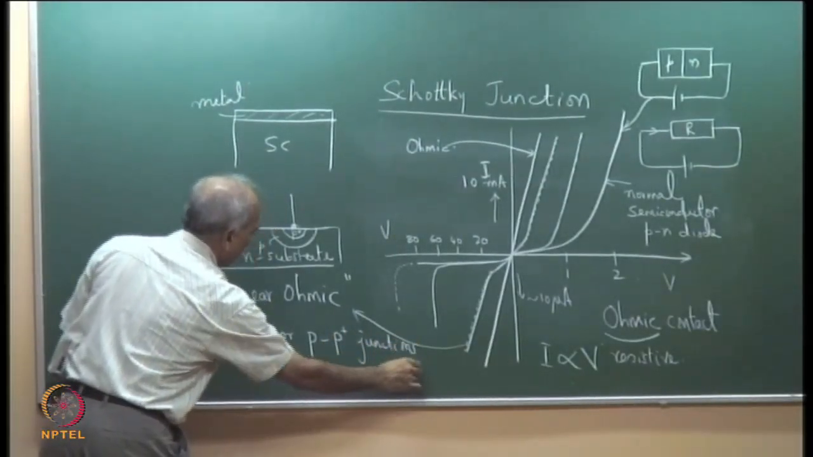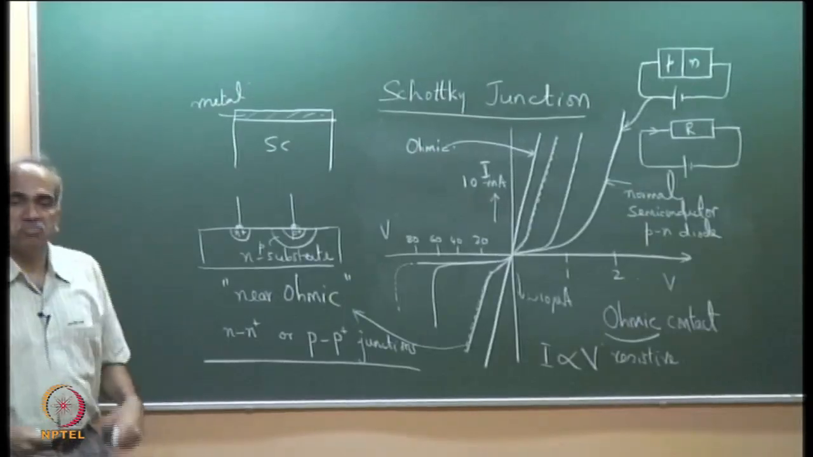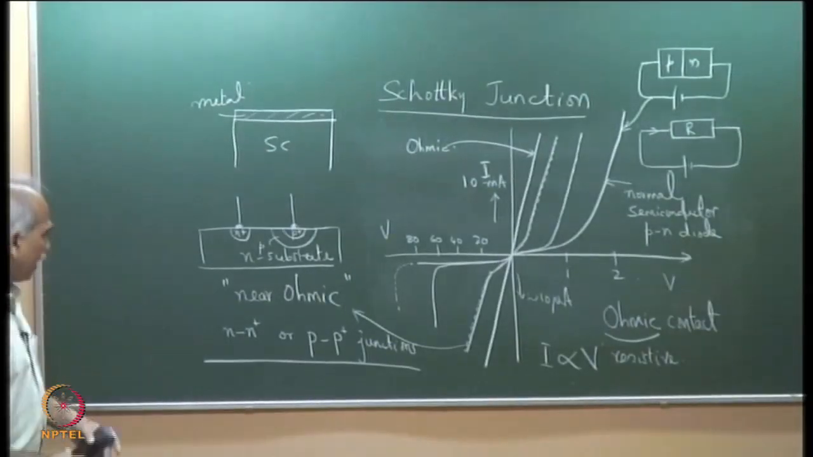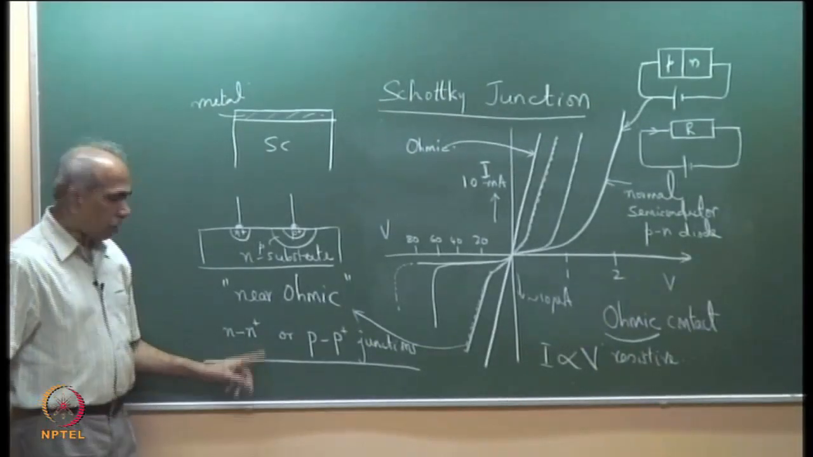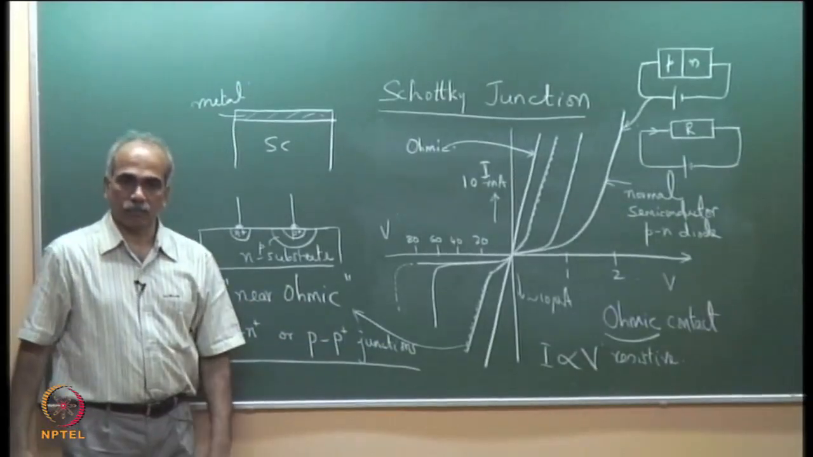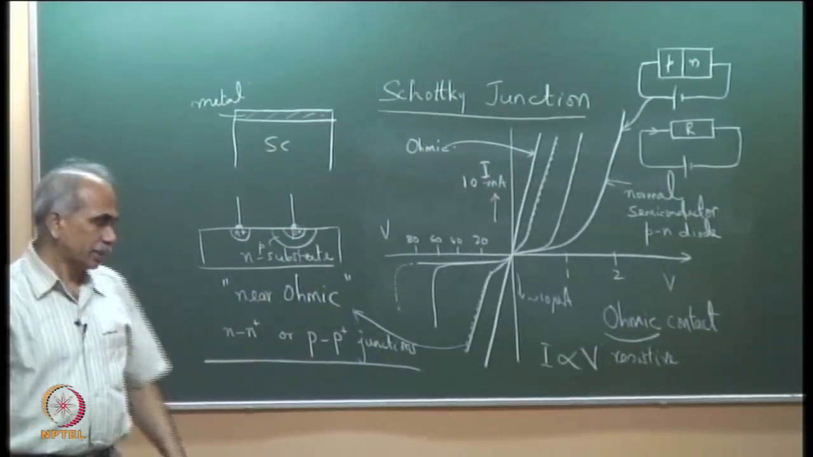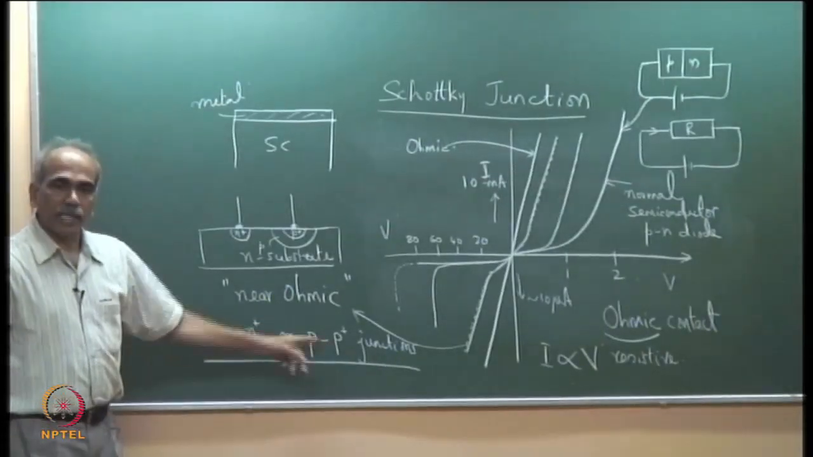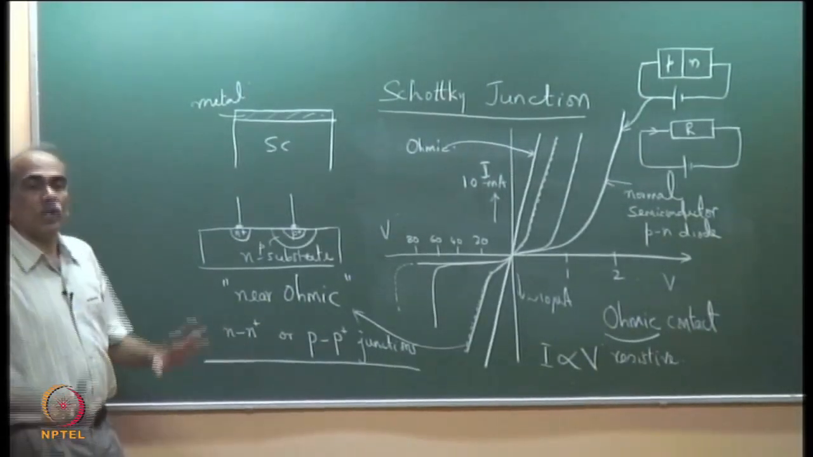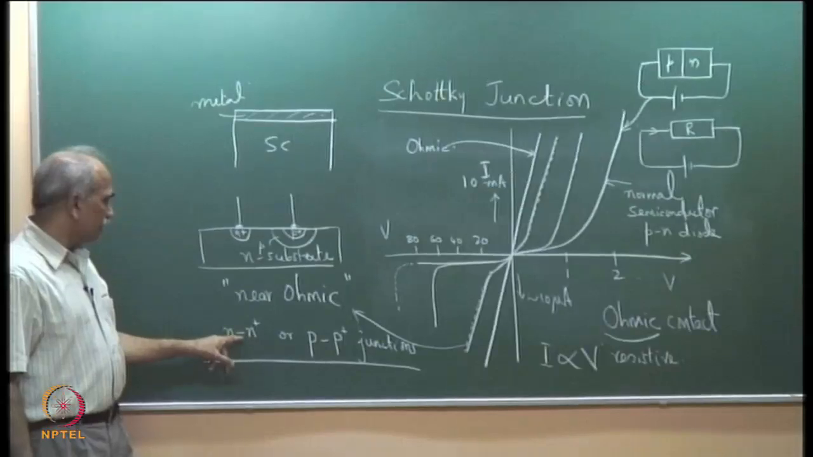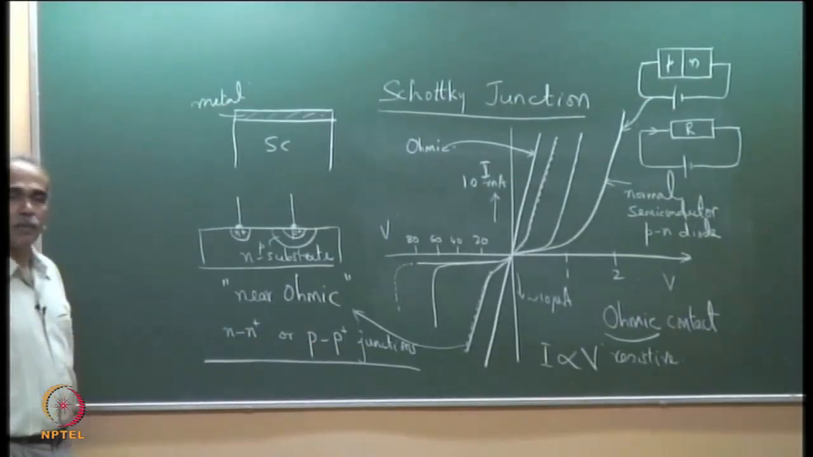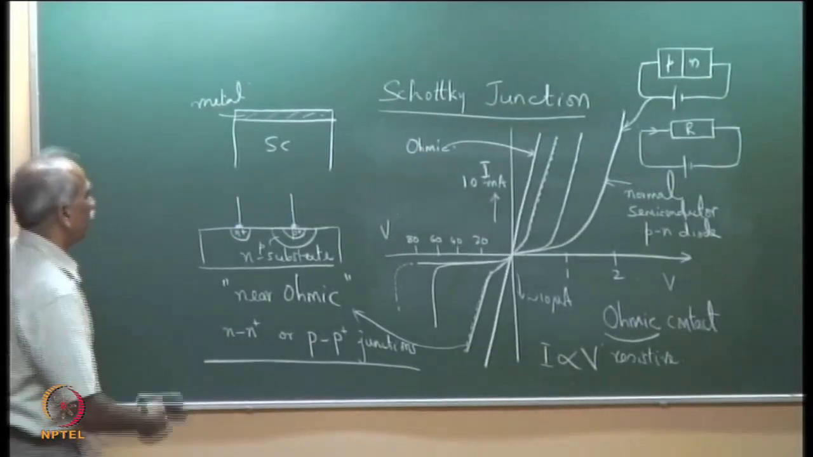These also behave like almost ohmic contacts. N plus semiconductor or P plus semiconductor. So, before I go to the Schottky junction itself characteristics, let us first see this N plus. How is the characteristic? Qualitatively we will see how is the characteristic of N plus and P plus.